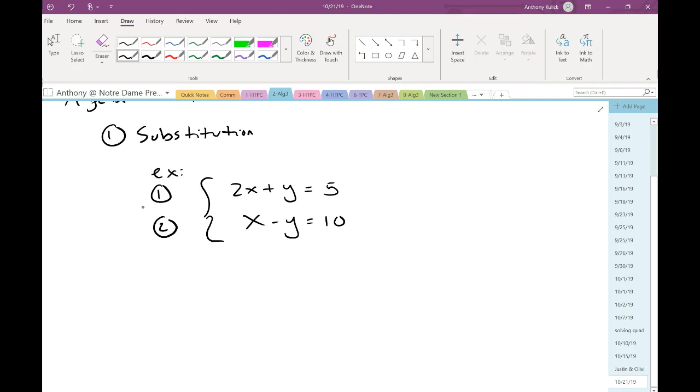So, for the sake of argument, let's say that we're going to isolate this y. To do that, all I need to do is subtract 2x from both sides.